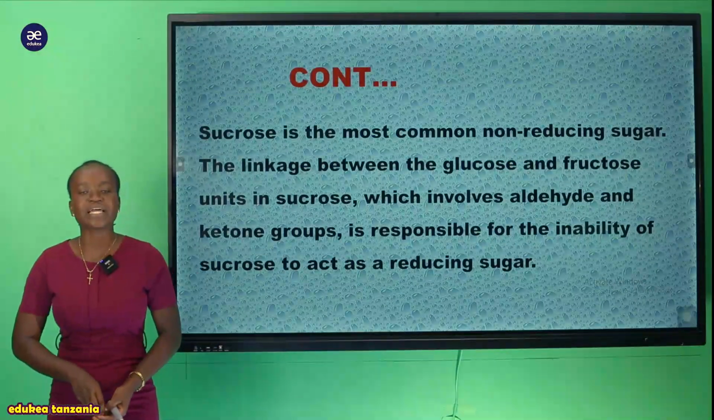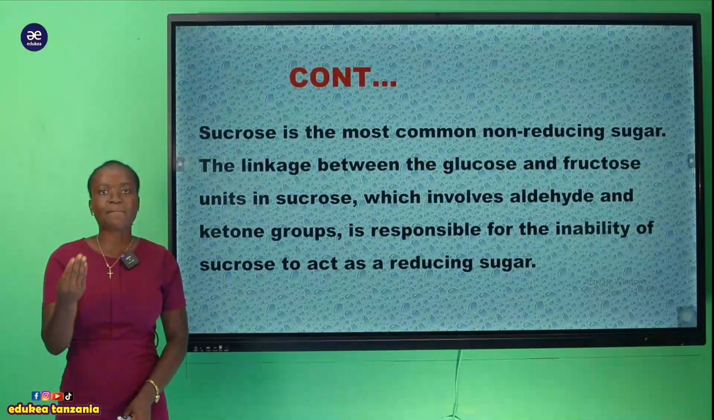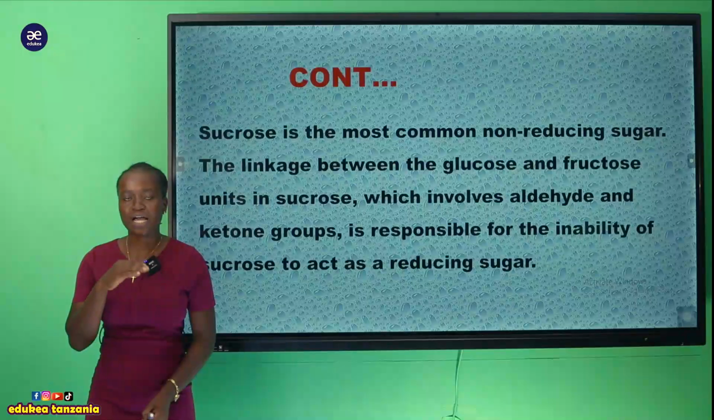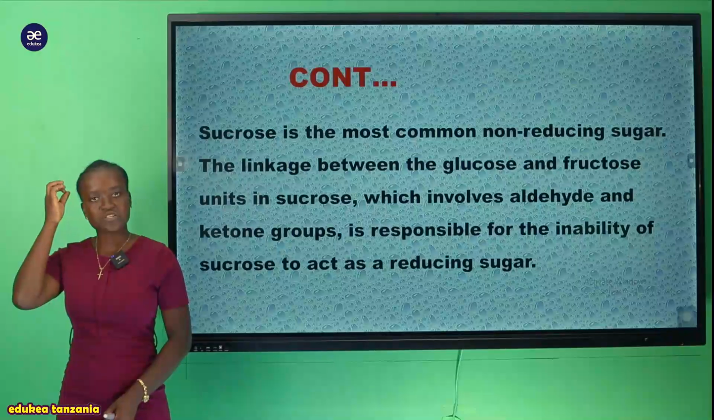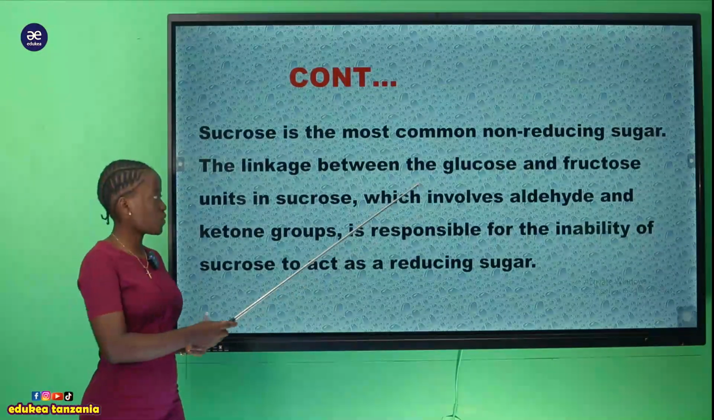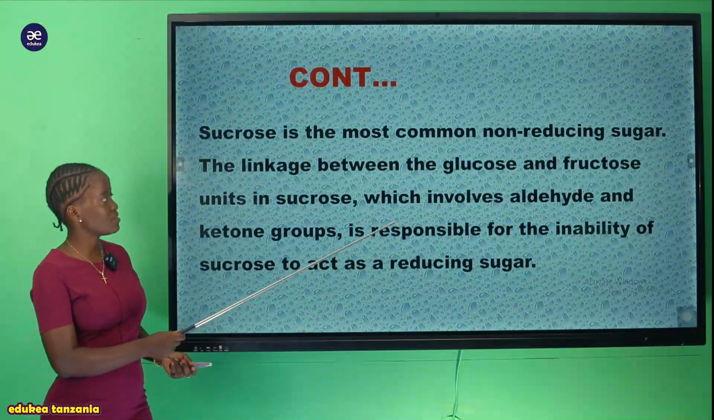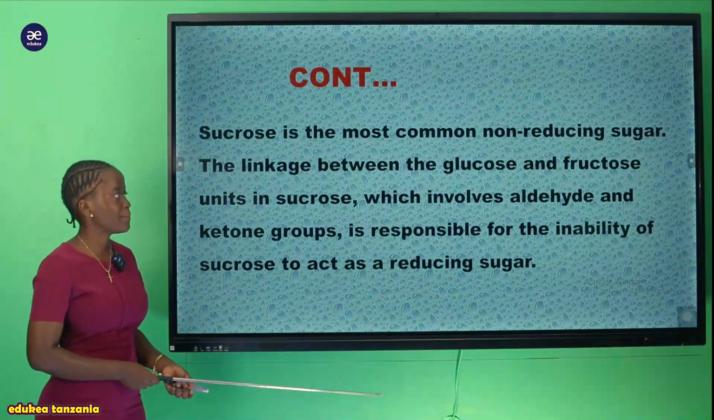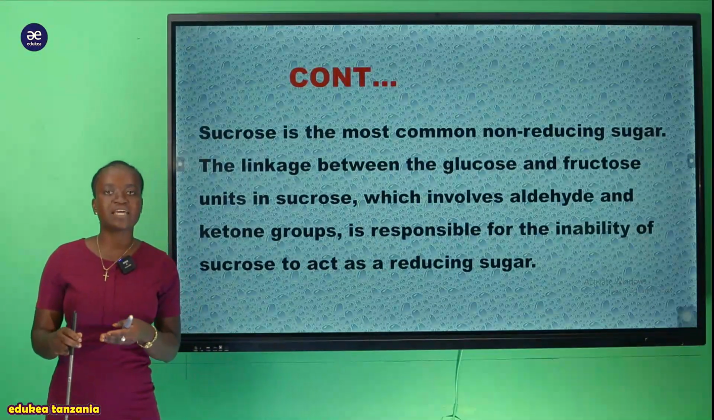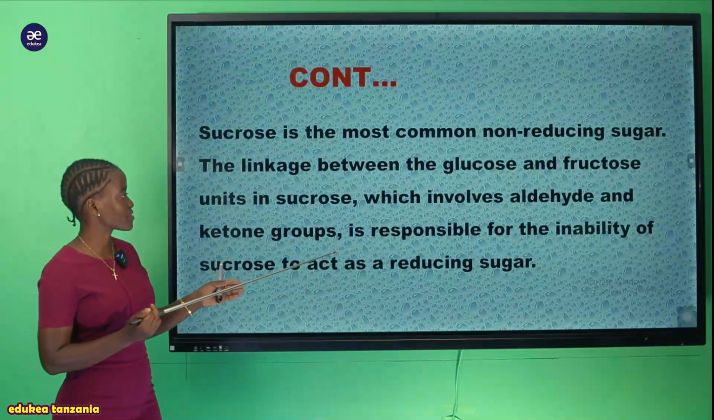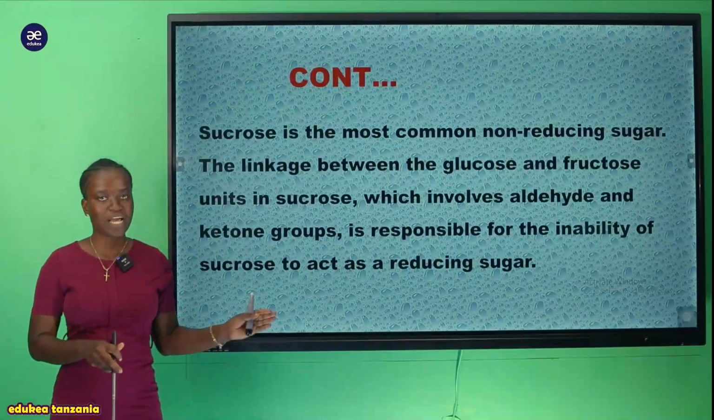It no longer has the ability to donate a pair of electrons to the surrounding environment. So due to the lack of that ability, that is why we call this sucrose a non-reducing sugar. Remember the things that make up sucrose: the first one is glucose, the second one is fructose. In the combination of this glucose and fructose, the aldehyde group and ketone group are the ones used extensively to form that bond, and that is what leads to the non-reducing nature of sucrose. I hope now it is clear.